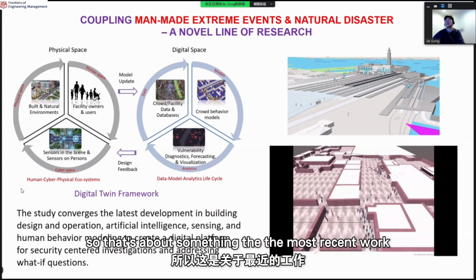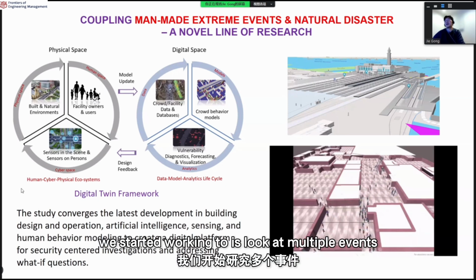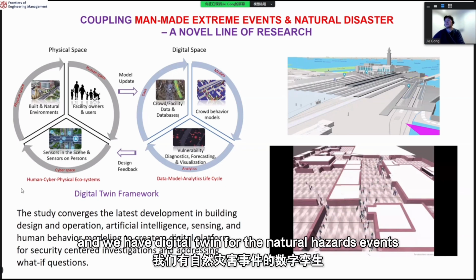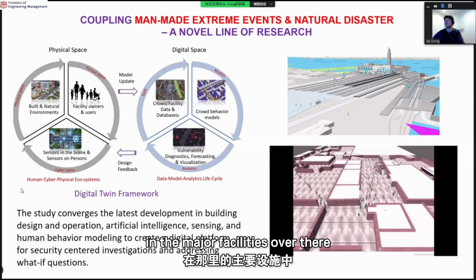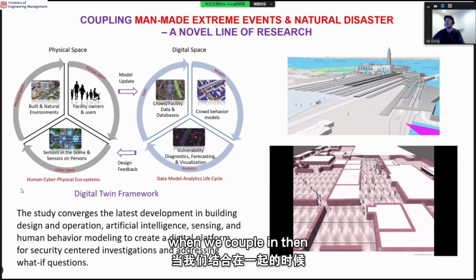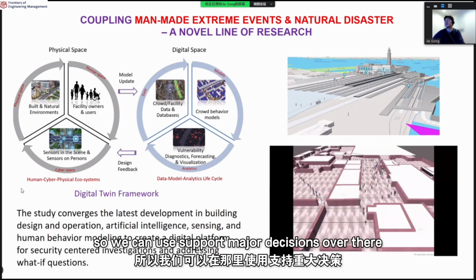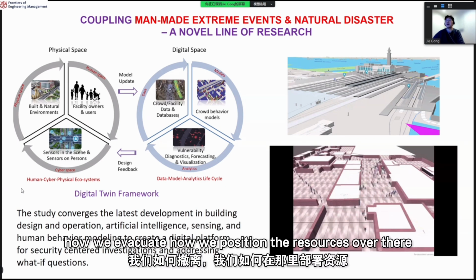The most recent work we started is looking at multiple events. We have a digital twin for the natural hazard events, and we also built a digital twin to simulate people in the major facilities. When we couple them, we can use them to support major decisions: what's going to happen, how we evacuate, and how we position the resources.